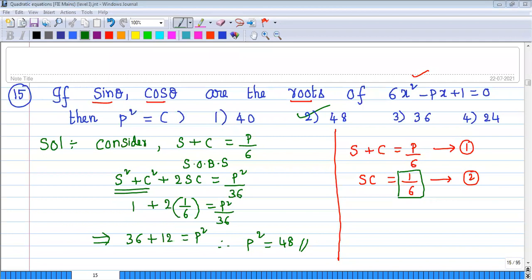Yes, in the 14th question, 6 has the factors, means it should have the 4 factors, that you need to check.